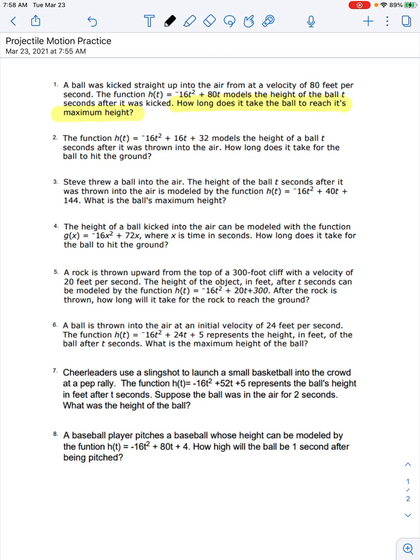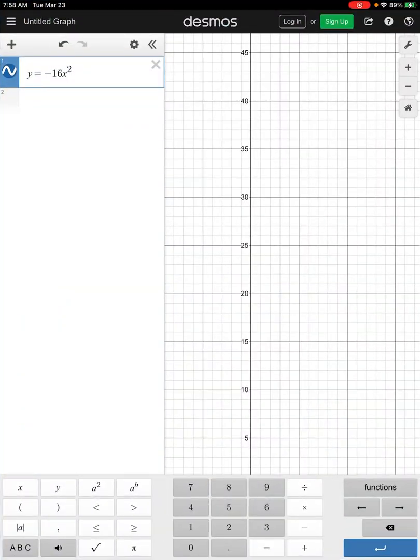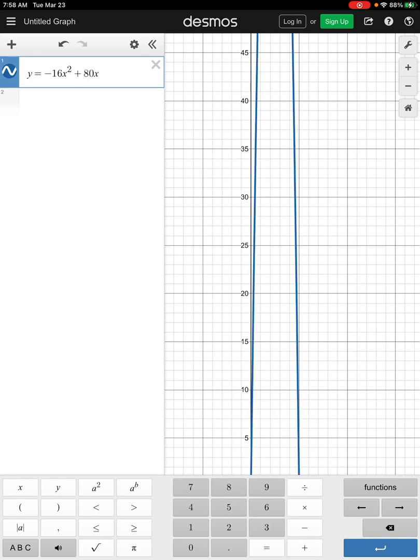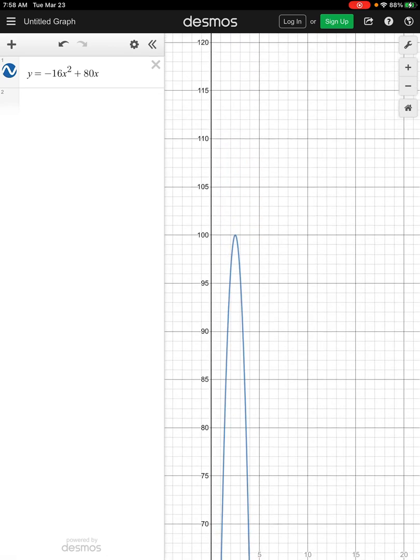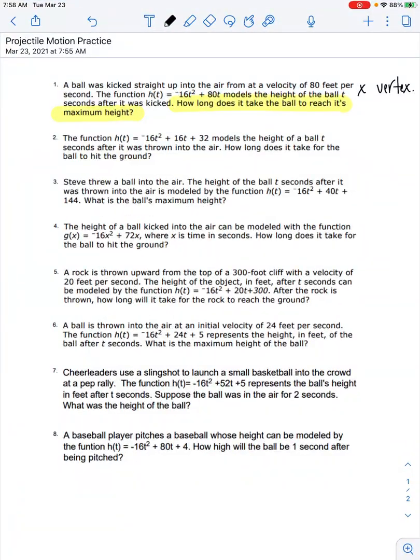Well, if you'll remember, how long to get to a maximum height is the x of your vertex. So first, let's go over and graph this. y equals negative 16x squared plus 80x. So I want to find my vertex. My vertex is at 2.5, 100, and the x of my vertex is 2.5. So to answer our question, it will take 2.5 seconds for this ball to reach its maximum height.